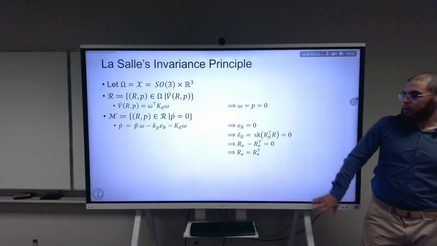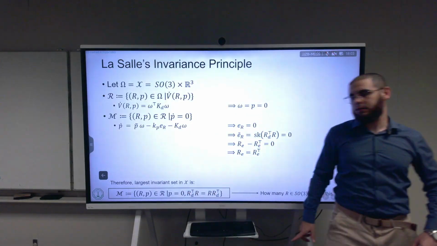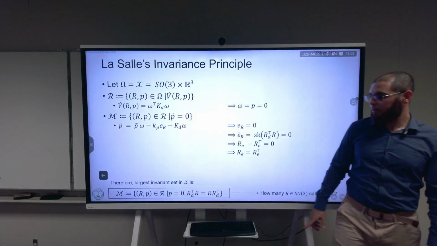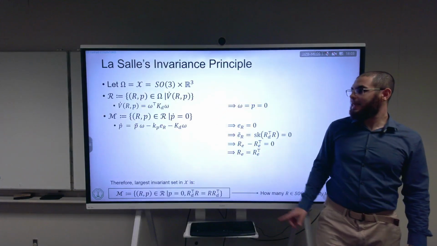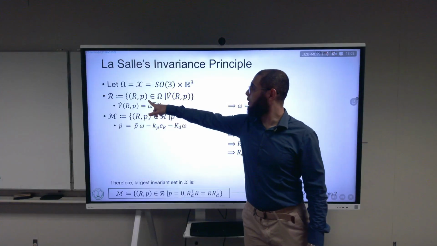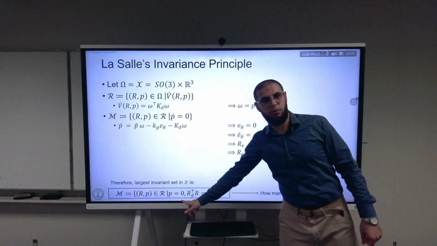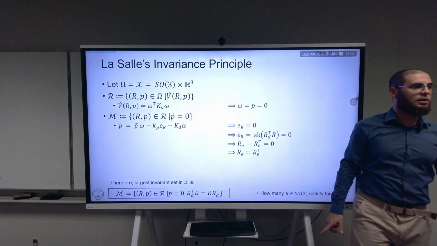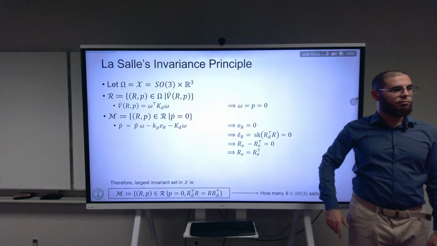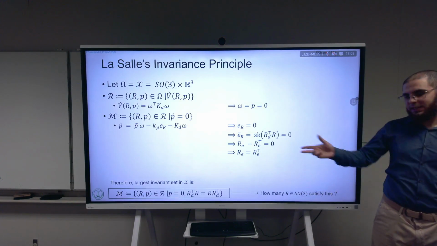Okay? So conclusion, we have that the largest invariant set is the set of all points R and P that are inside of omega or inside of R that satisfy P is equal to 0 and R desired transpose R is equal to R R desired transpose. Okay? Now the question is, how many R's satisfy this?